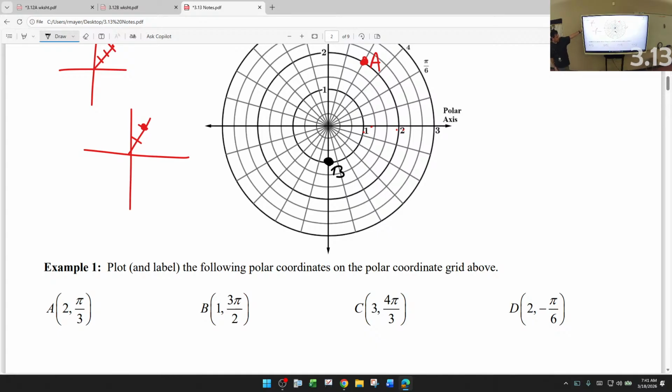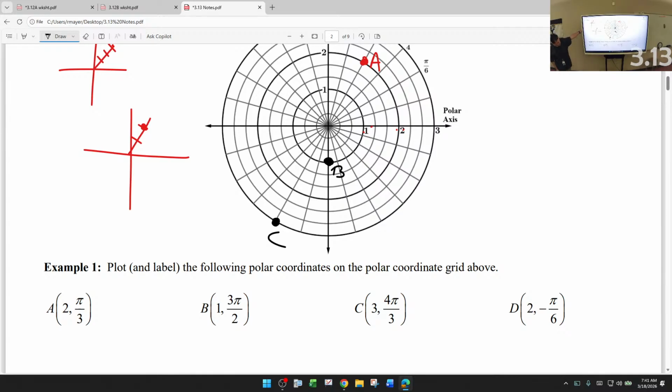4 pi over 3. 1/3, 2/3. Don't forget to count this one. 3/3, 4/3. 3 units. It's all the way out here. C.